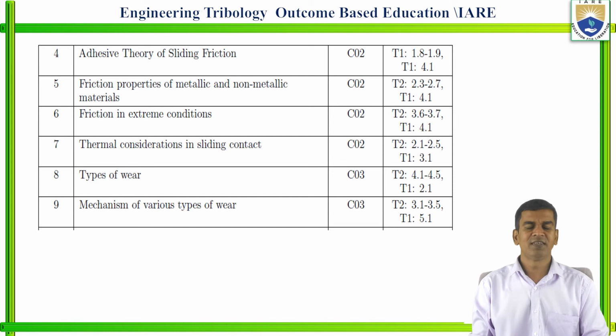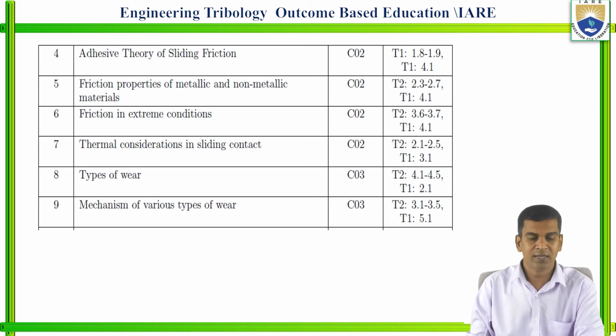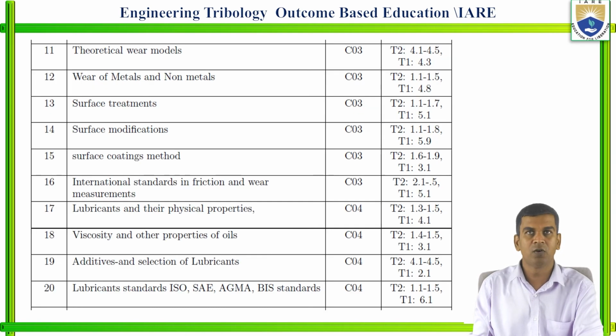followed. Sixth one is friction. Next topic is friction in condition related to CO2, and the next topic is thermal consideration in sliding contact related to CO2, and textbook 2 is followed. Next topic is types of wear, related to CO3, and the second textbook and the first textbook are also referred. And the ninth topic is mechanism of various types. Here CO3 is related and textbooks 2 and 1 are followed.